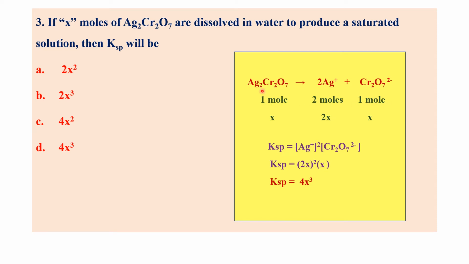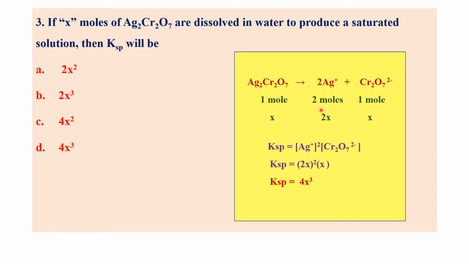Or we can also write it in solubility terms. Here it is x. Because here it is 2 moles, we will put 2x, and it is also 1 mole, so we will put 1x. So the Ksp has the formula: the concentration of the partially soluble salt raised to the power of their coefficients. Here the coefficient is 2 for silver, so we will put coefficient as 2. For dichromate, here it is 1, so we will put 1.